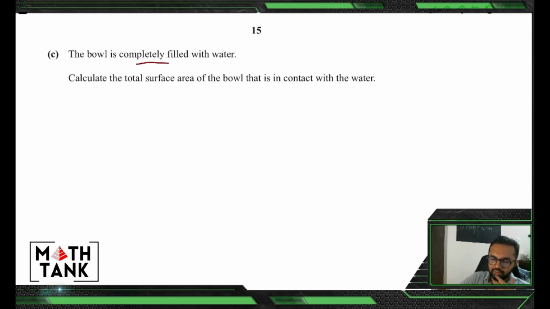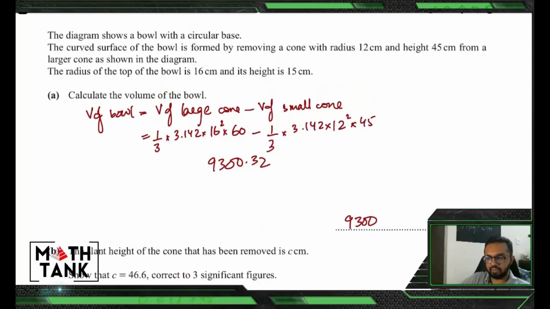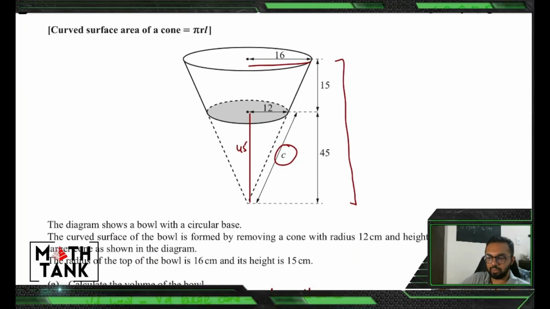Then it says the bowl is completely filled with water. Calculate the total surface area of the bowl that is in contact with the water. Now these questions are tough, so you have to do them step by step. You have to imagine what parts will be in contact with the water. So I'm going to erase a little and then show you the working for this. Now, see, this part is in contact with water.